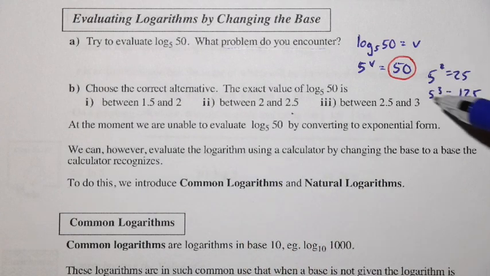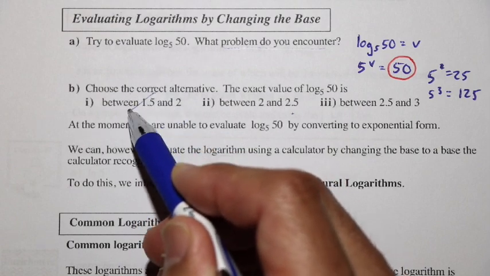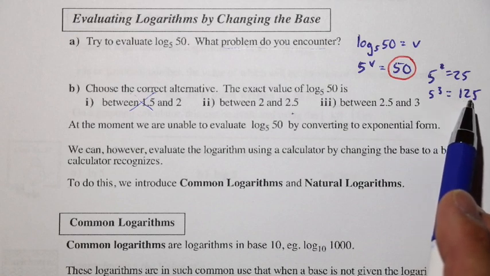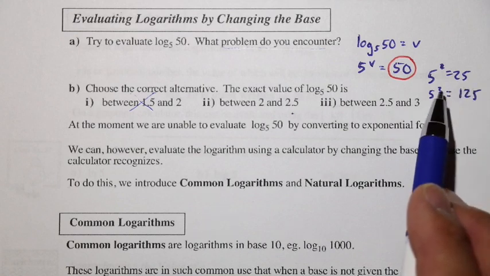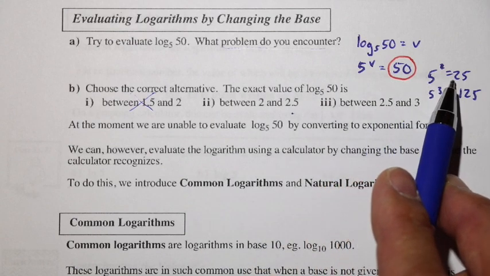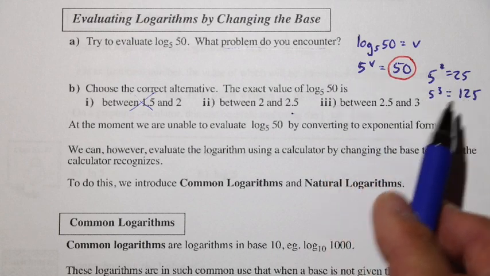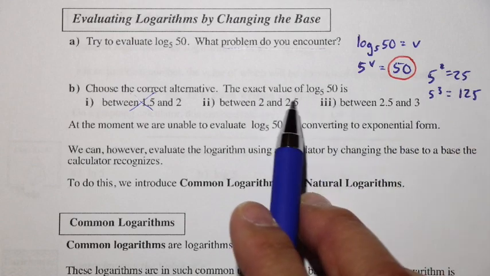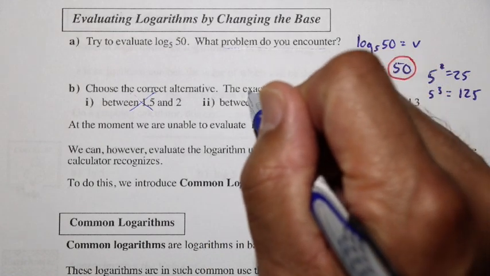Well, we have this here to help us. We have 5 squared is equal to 25. 5 cubed is equal to 125. So we know for sure it's between 2 and 3. So it's not this one. So X that out. And we think, well, 5 cubed is quite high. It's 125. There's a 100 difference here. So 50, I would think, is closer to this one, the 25, than to the 125. So since it's closer to this one, I would probably say this is the one that I would choose.